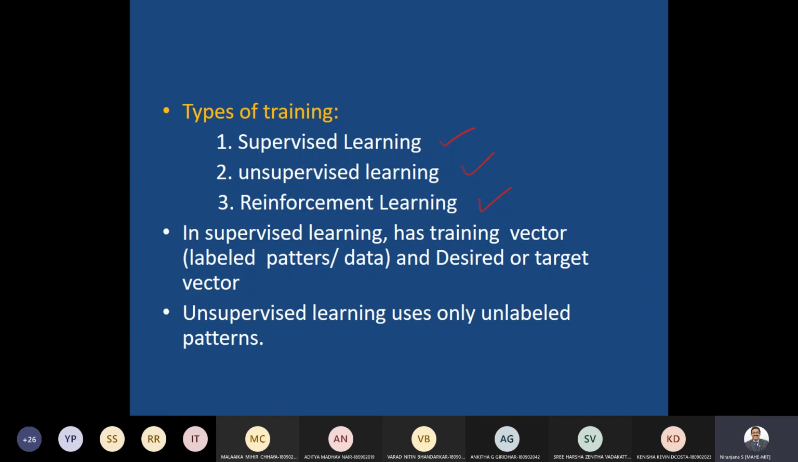Can anyone give me a brief on what supervised learning is? Can you unmute and tell, anyone who studied that? Can you quickly say what is supervised learning? Harshita? Yes, sir. Supervised learning is basically where the data set is trained under supervision, providing certain labels to it, such that the new data is classified under those labels.